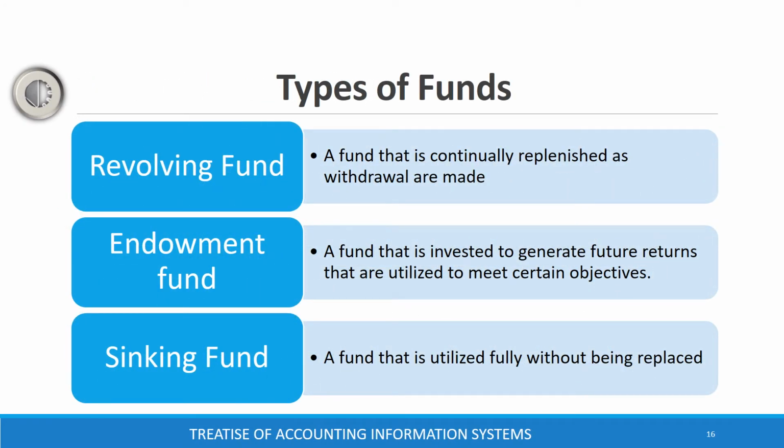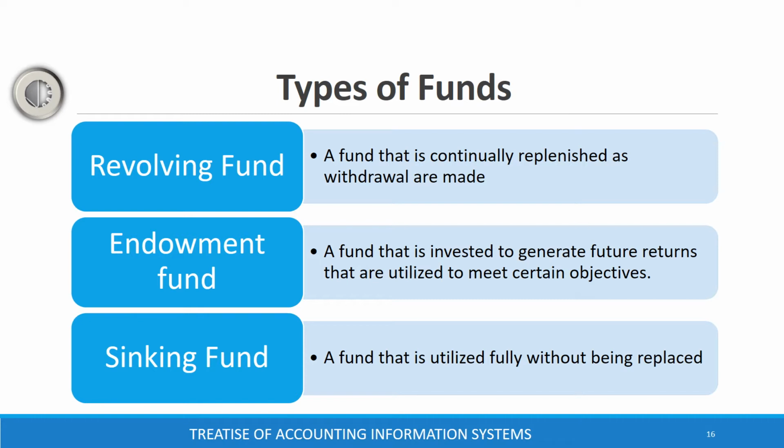There are three types of funds. The first one is a revolving fund. A revolving fund is a fund that is continually replenished when withdrawals are made. To maintain the same level of fund, the fund provider keeps on replenishing what has been utilized.